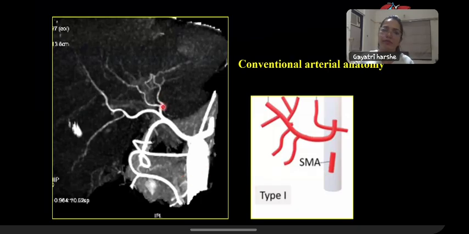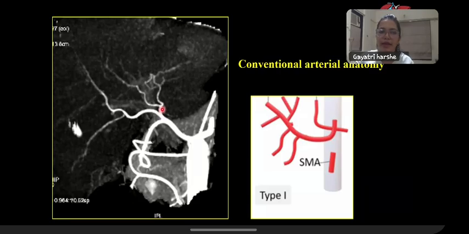So this is a conventional anatomy where the celiac artery divides into gastroduodenal artery and hepatic artery proper, and then the hepatic artery proper further divides into left hepatic artery and right hepatic artery. Now what we are looking for in these surgical cases is how the anatomy is. So the segment 4 artery is arising from the left hepatic artery. What we see is the length of the left hepatic artery, because they need at least 5 to 6 millimeters of length to do the anastomosis.